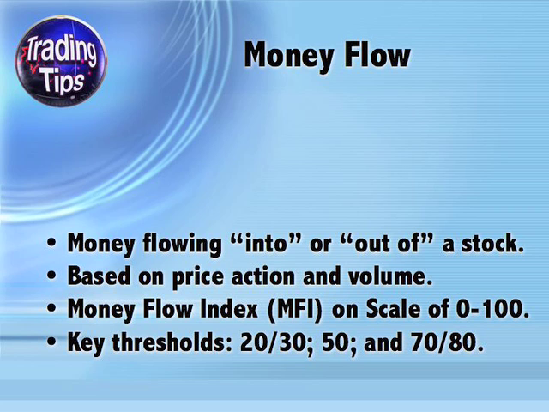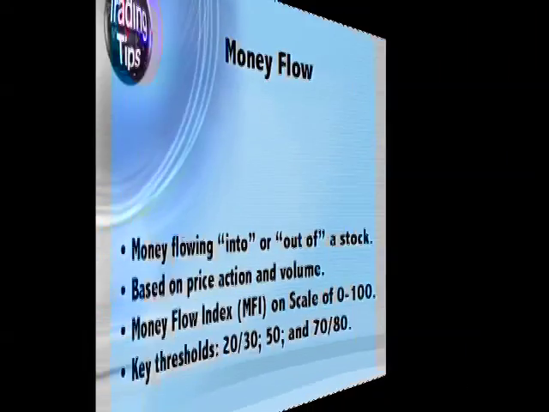MFI is measured on a scale of 1 to 100, with a value of 50 being read as neutral. Values over 50 represent an inflow of money to the stock, and values under 50 represent an outflow of money from the stock. Typically, traders see MFIs of 20 or 30 or lower as a bullish sign, as it's theorized these stocks are oversold and due for a rebound. Conversely, most traders view MFIs of 70 or 80 or higher as being bearish, as it's thought these stocks are overbought and due for a correction.